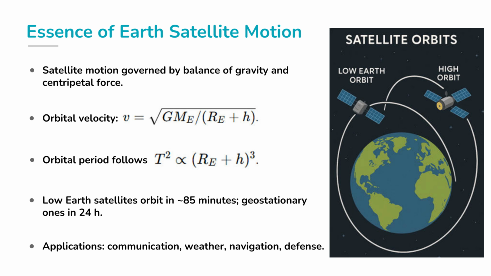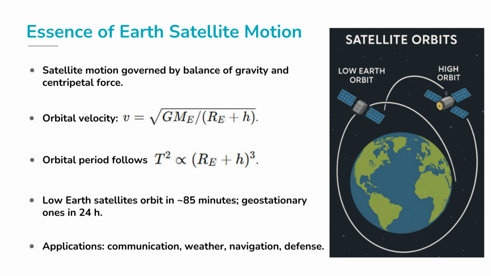Let's wrap this up. Satellites are held in orbit by the balance between Earth's gravity and the centripetal force needed for circular motion. The orbital velocity is v equals the square root of G M_e divided by (r_e plus h), and the orbital period follows Kepler's law. T squared is proportional to orbital radius cubed.